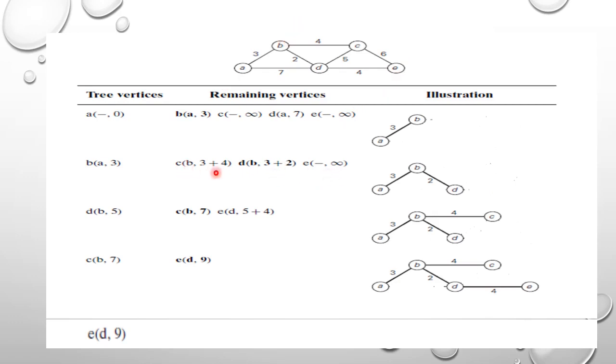Next, among these, which is smallest? C vertex gives you 7 distance, D vertex gives you 5 distance, and E gives infinity. So the D vertex is minimum. So let's add that into the shortest path.